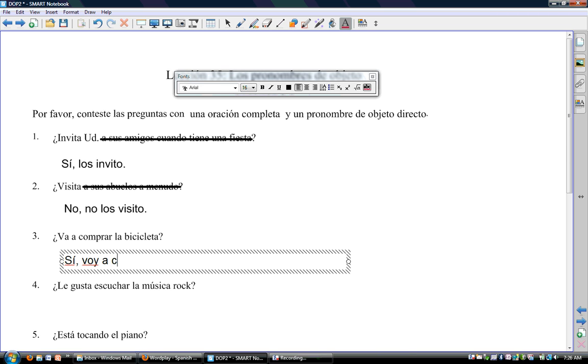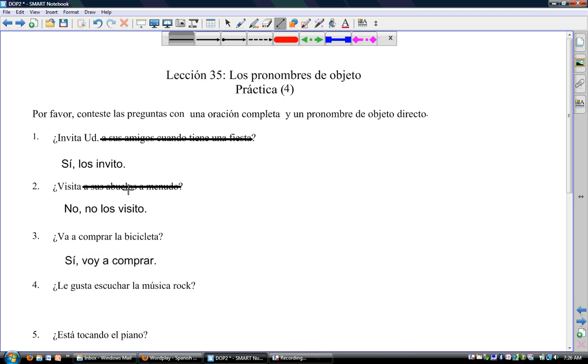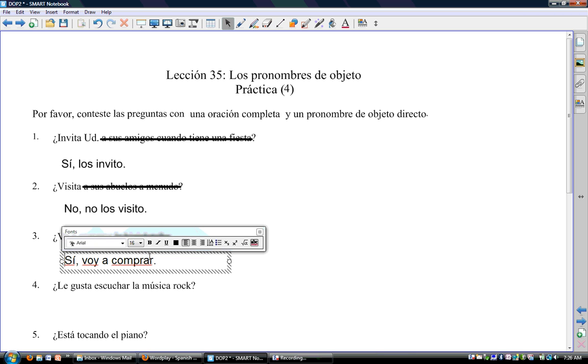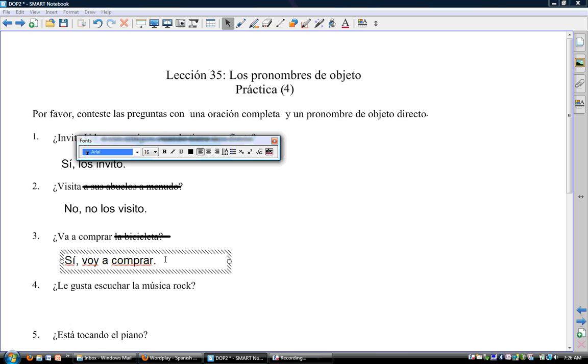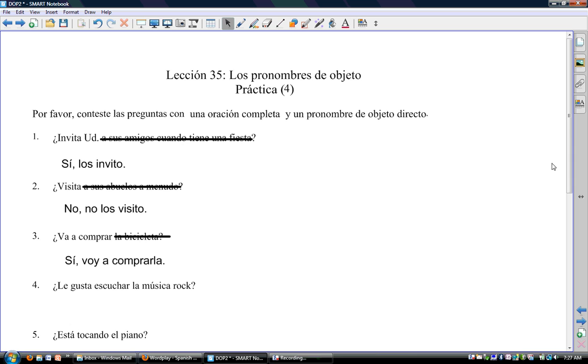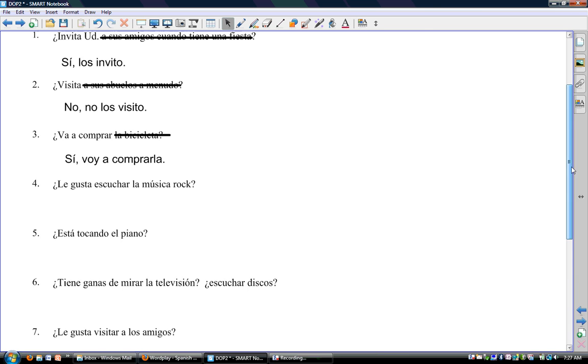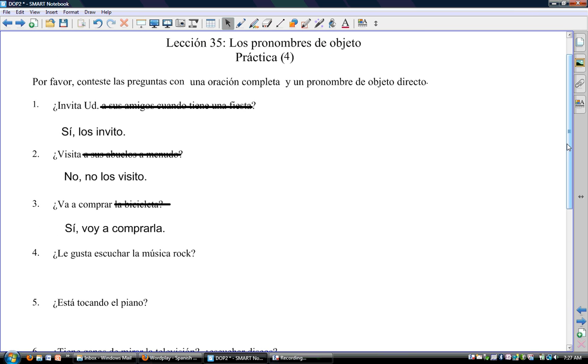Sí, voy a comprar, yes, I'm going to buy, and now we're taking out the bike, la bicicleta. Since it's la bicicleta, we would use la. Now the question is, where do we put that la? Since we have a word that ends with AR, we probably can just put it right on the end. Sí, voy a comprarla. So we'll go through some of these other ones if you have questions, but hopefully that kind of gets you on the right track.